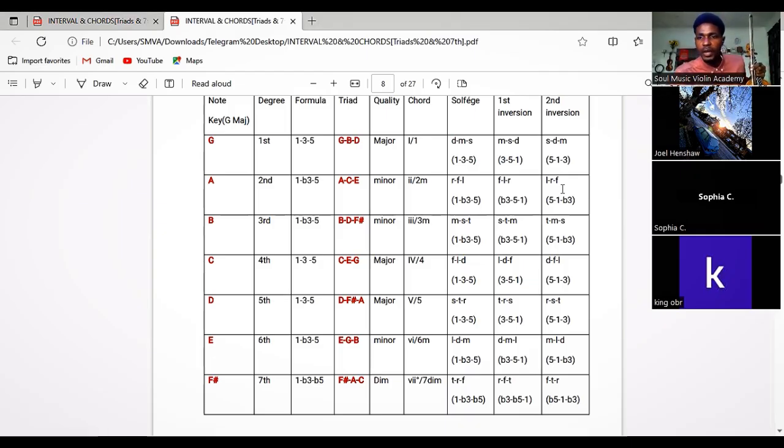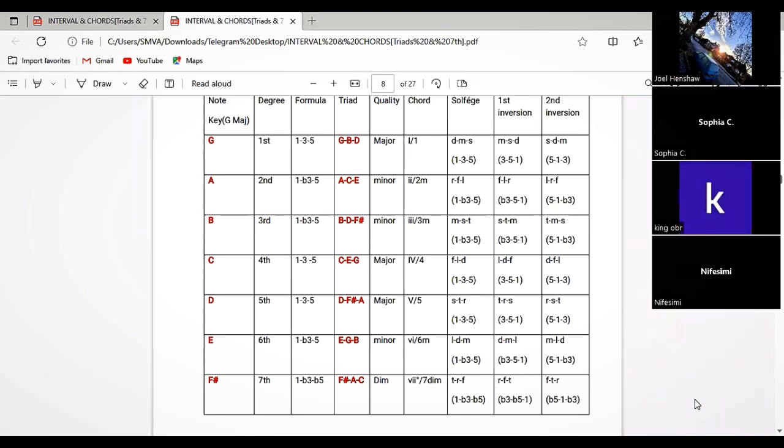Do you understand to this point? Kingsley, Joel, Nife, does anybody understand to this point? Yes, I understand. Joel, do you understand? Yeah. Me, I don't understand though. Nife, can you see me here? Yes. Do you understand to this point? Yeah. At least the part that I hear, I understand.